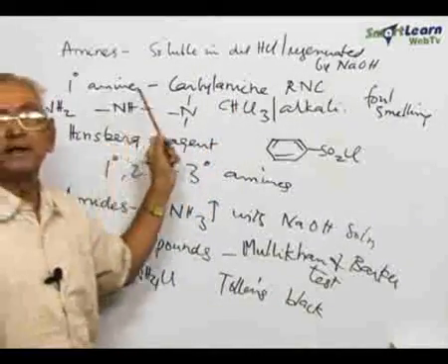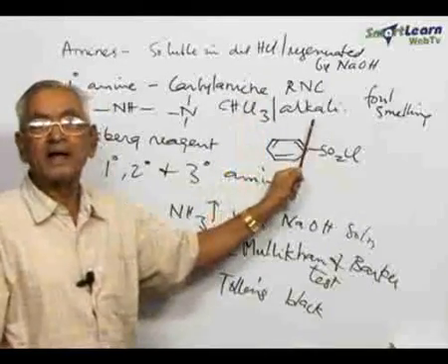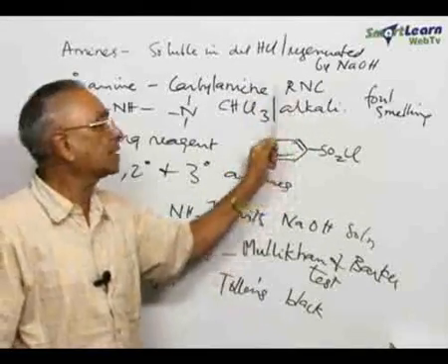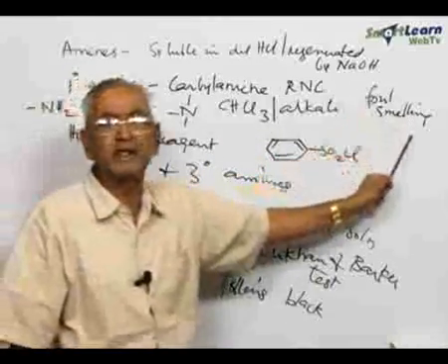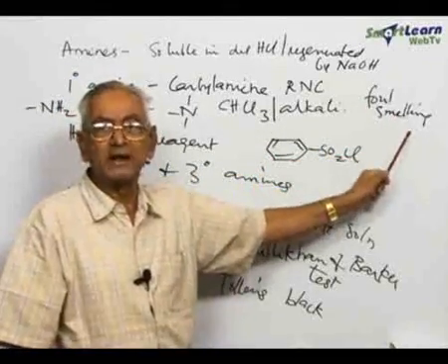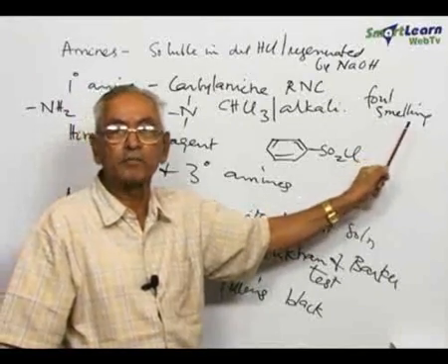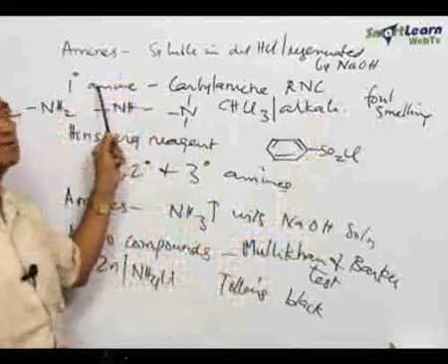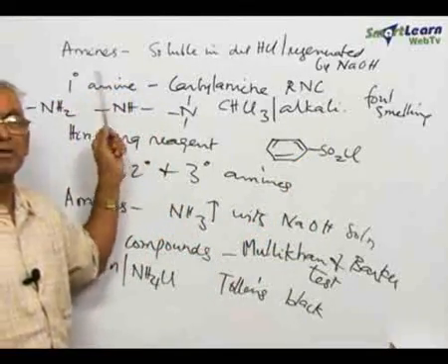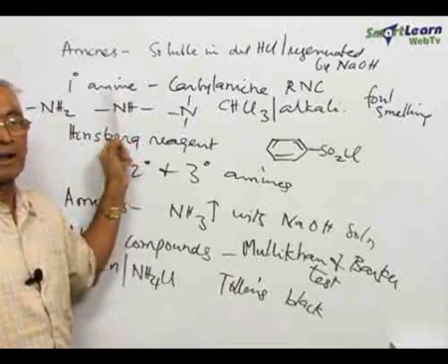A primary amine gives a carbylamine reaction with chloroform and alkali. And the carbylamine can easily be identified by its very strong, foul smelling nature. It has a very bad smell, and therefore the formation of foul smelling carbylamine indicates the presence of a primary amine. This is one of the very important tests for indicating the presence of a primary amine.